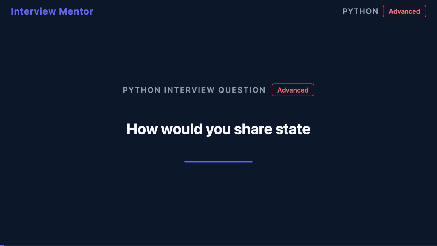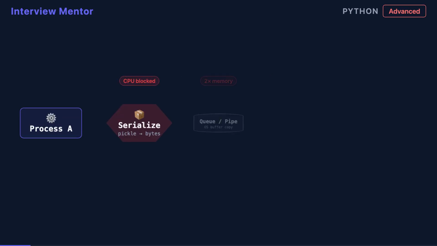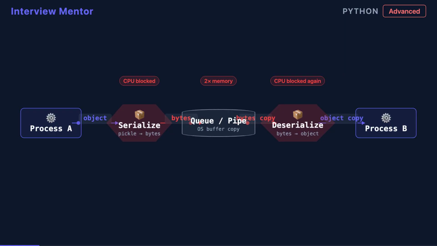Python's multiprocessing queue pickles every message. Pass a large NumPy array and you're serializing megabytes on every call. Pickling serializes your object to bytes, copies it into the queue, then deserializes it in the receiving process. For large NumPy arrays, that's 2 full copies of your data, and the CPU pays for every byte.